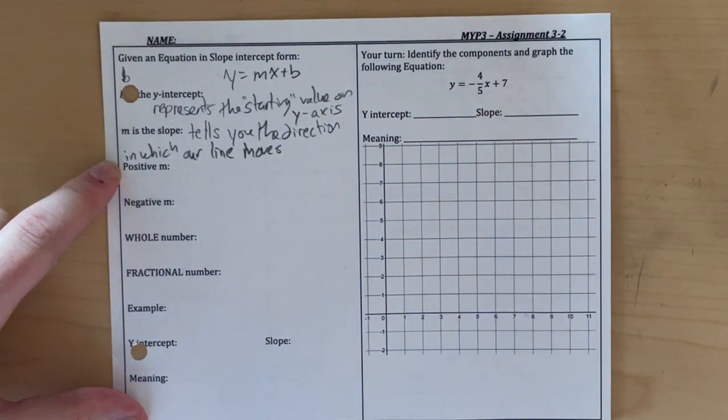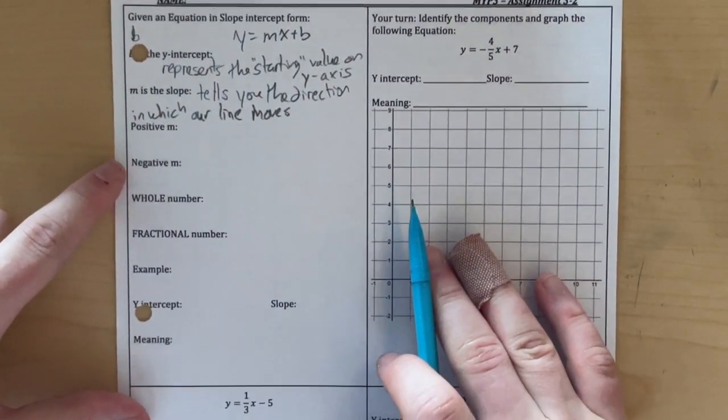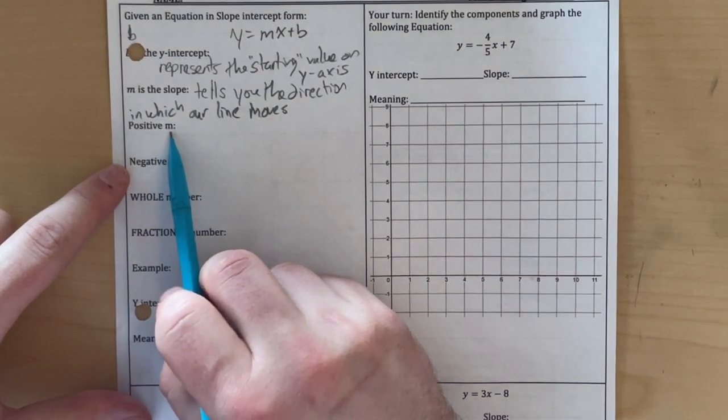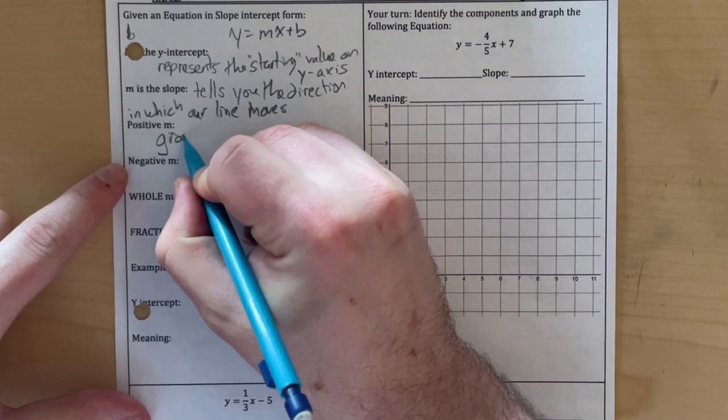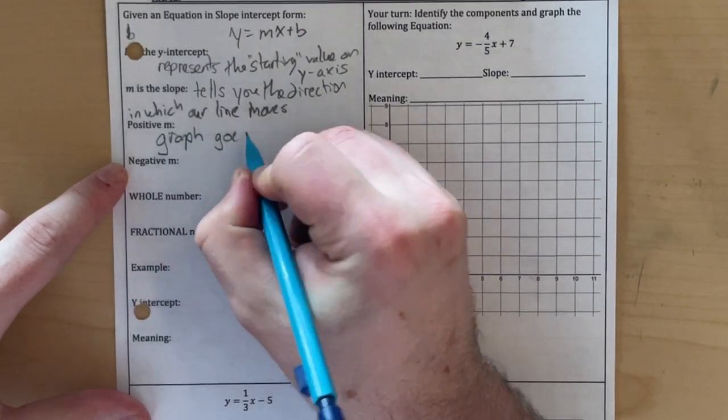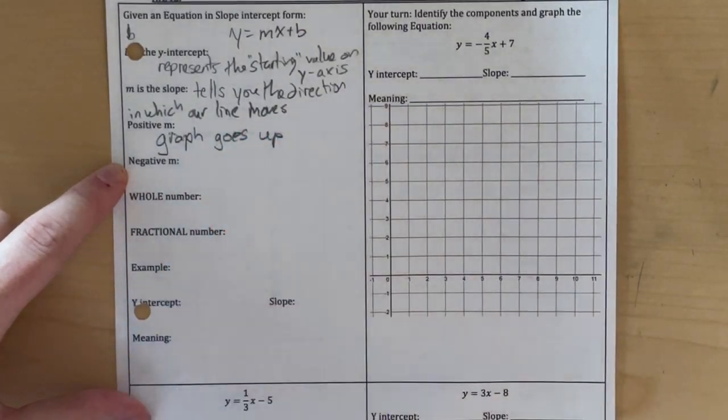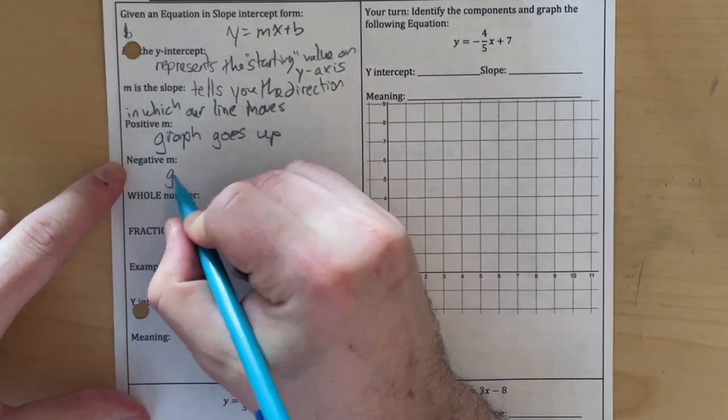So make sure you're saying, okay, if it is a positive slope, meaning a positive m, we have to say that graph goes up. If it's a negative m, we're going to say that graph goes down.